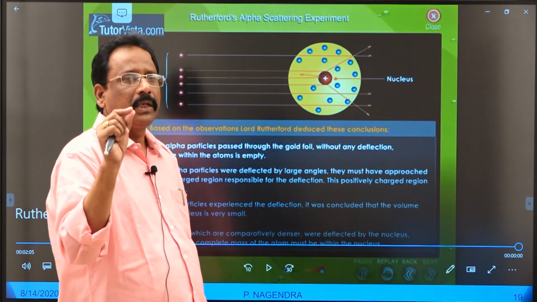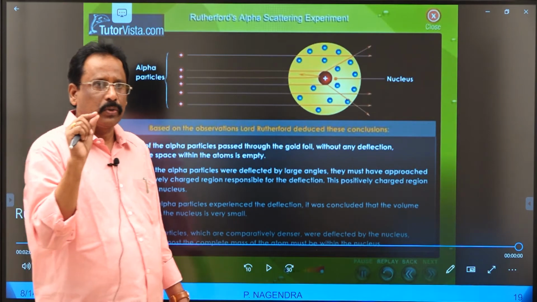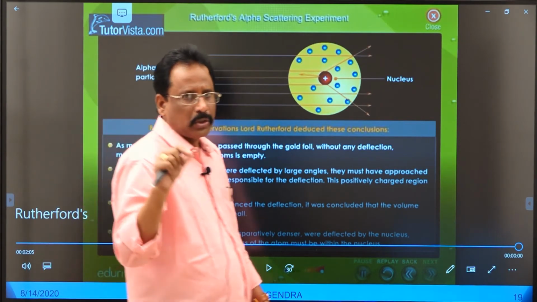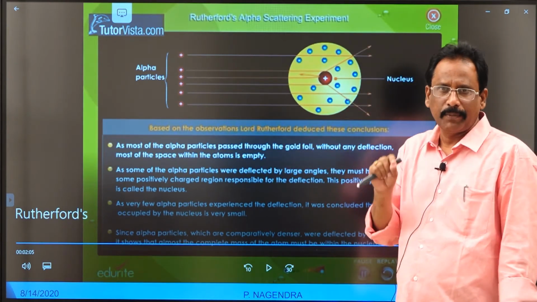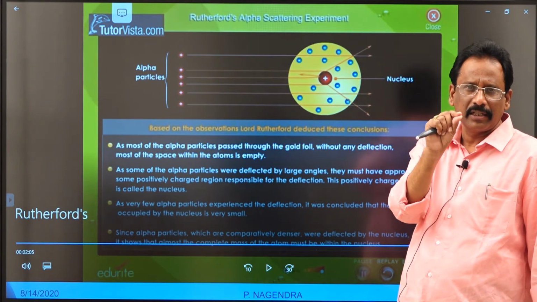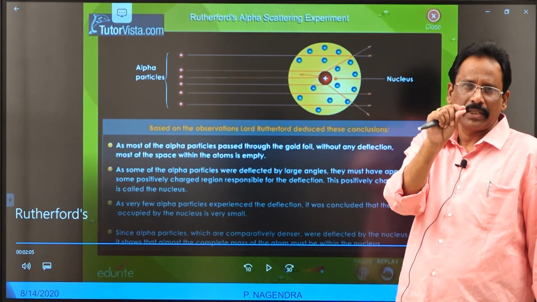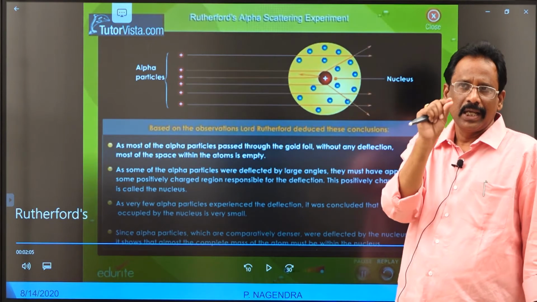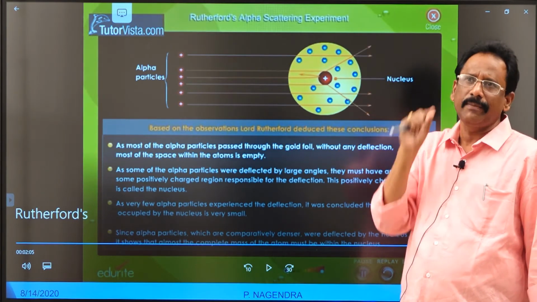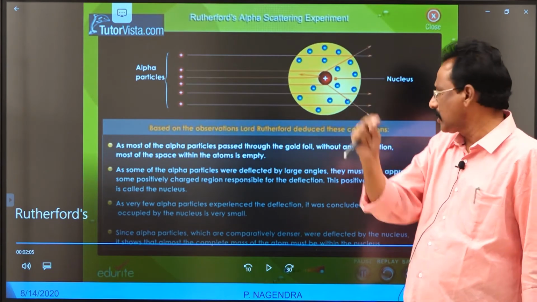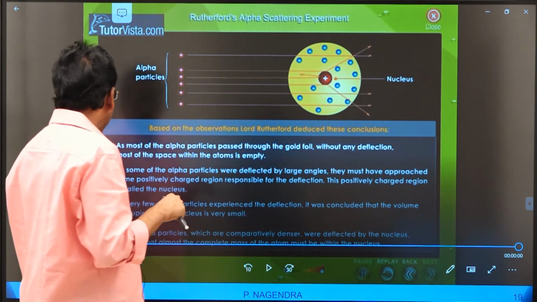At the same time, the size of the nucleus is very negligible, which is equal to 10 power minus 12 to 10 power minus 13 centimeters. 10 power minus 13 centimeters is nothing but 1 Fermi. That means nuclear radius is expressed in the form of Fermis. 1 Fermi is equal to 10 power minus 13 centimeters. That means when compared to the size of the atom, the size of the nucleus is very small.